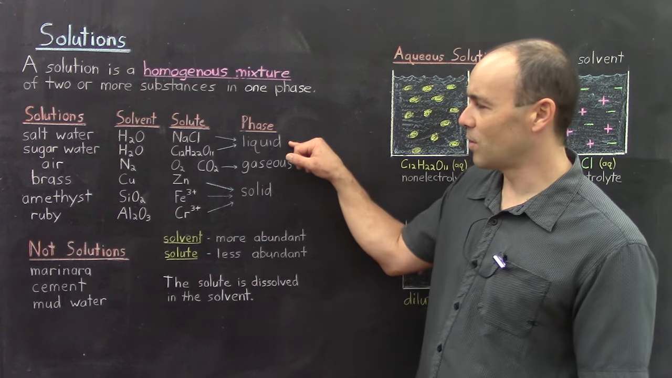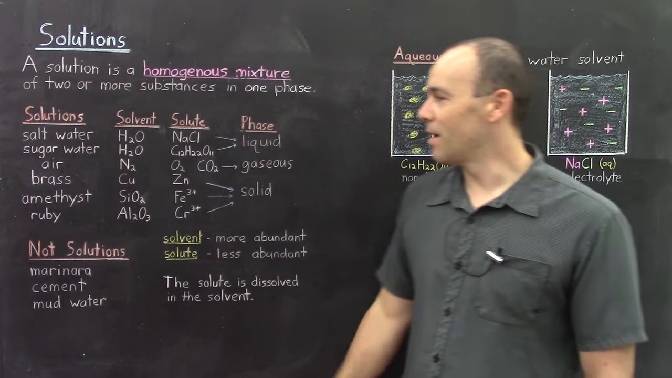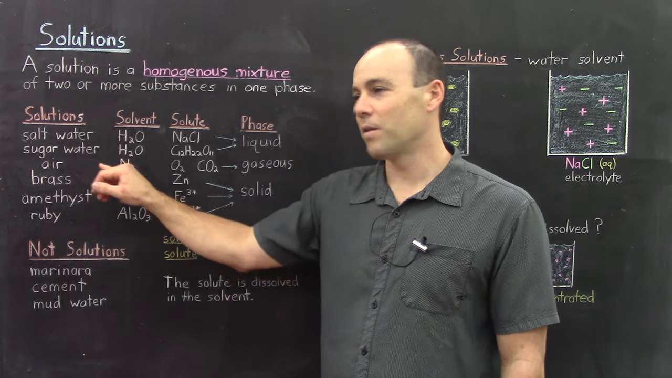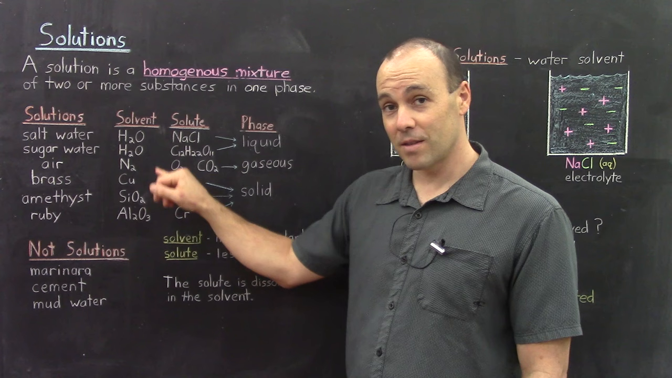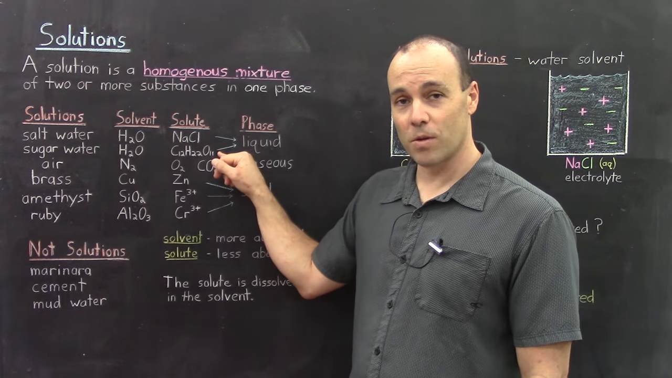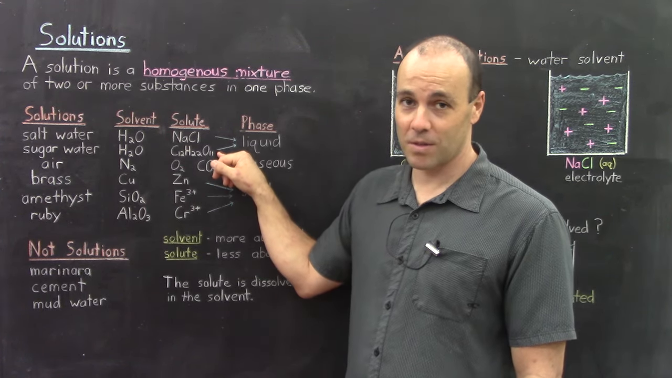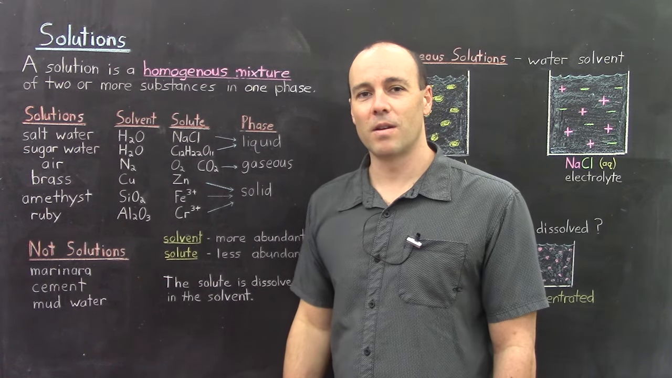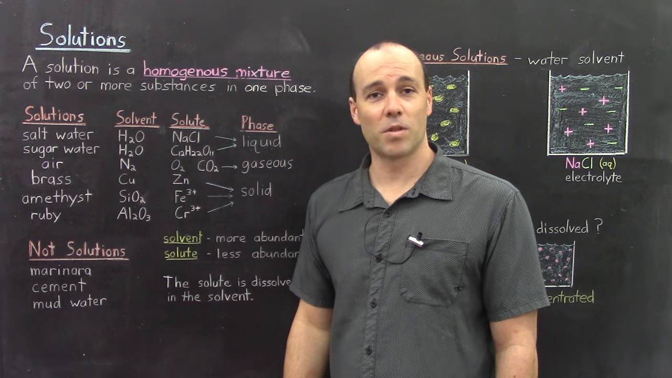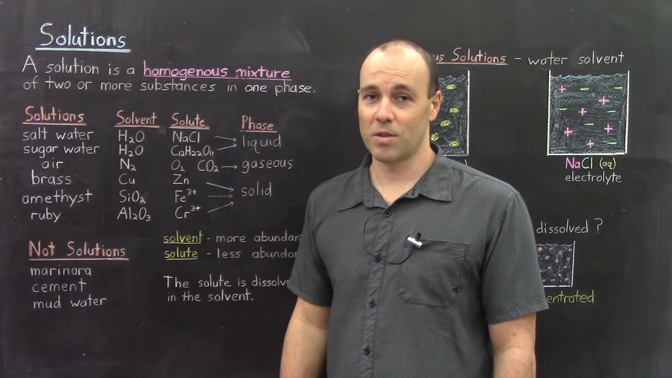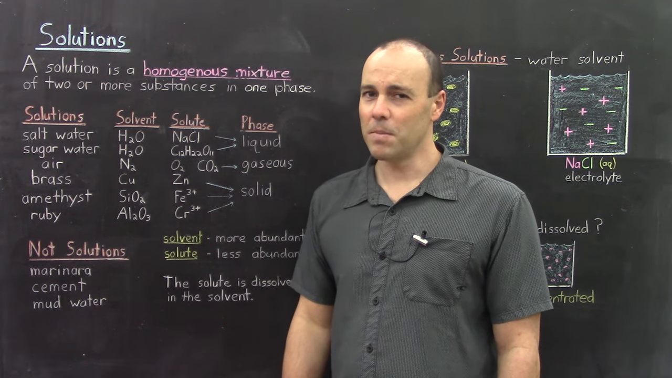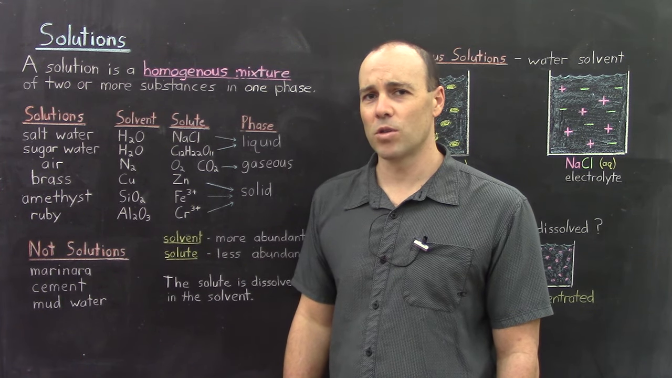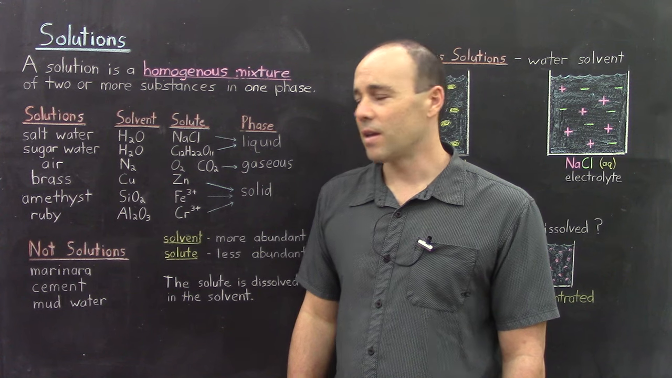So this is a liquid phase solution. Another liquid phase solution is sugar water. And again, water is the solvent, and table sugar, or sucrose, is the solute. Now in our course, we will actually focus on liquid phase solutions, and more specifically, aqueous solutions. However, it's good to be aware that gaseous solutions and solid phase solutions also exist, and I've listed a couple of examples here.